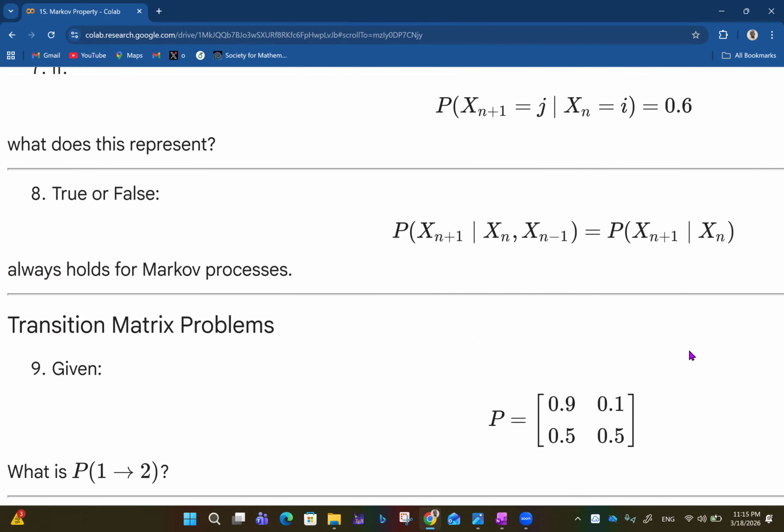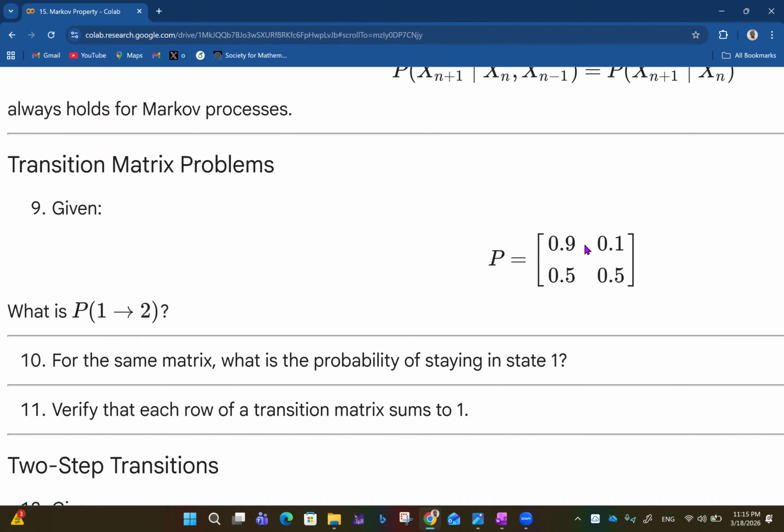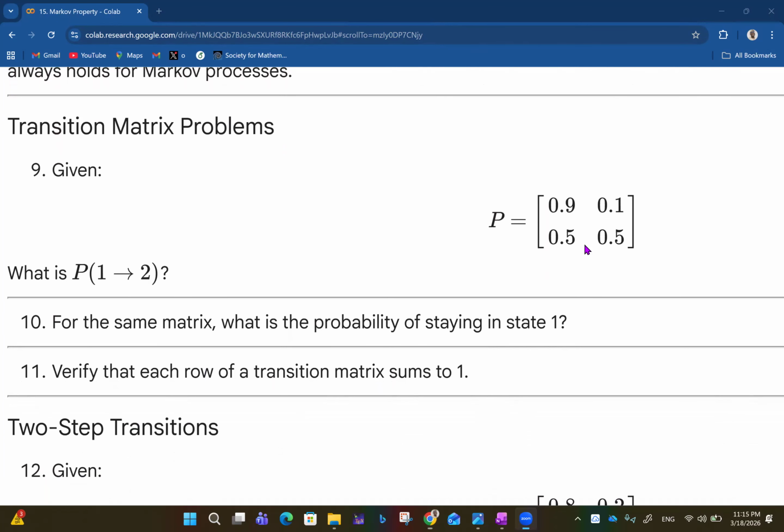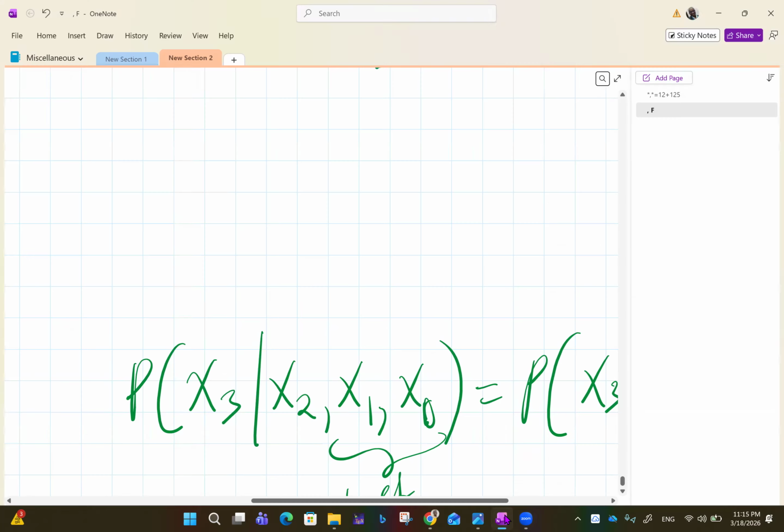Then we have a true or false situation here. Probability of xn plus 1 given xn, xn minus 1 is equal to probability of xn plus 1 given xn always holds for a Markov process. Exactly. So that's true. Then for question 9 now, we have this transition matrix. What is P12? So this is 1, 2, 1, 2. So the probability that 2 happens given that 1 already happened. This is 1, 2, so that'll be 0.1, because that's 0.1, 0.5, right?